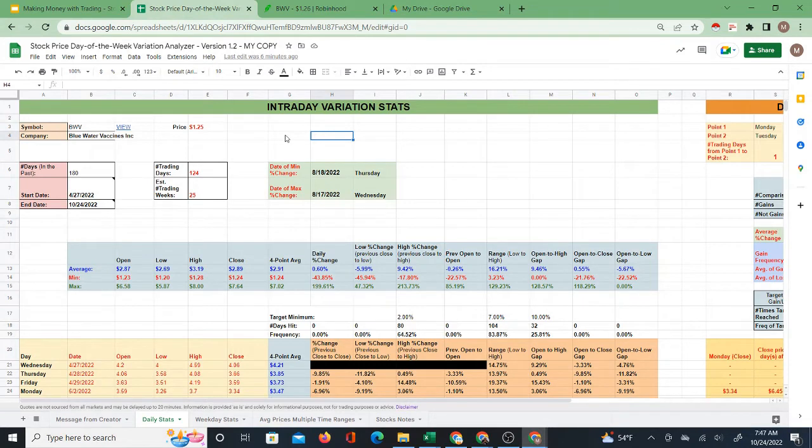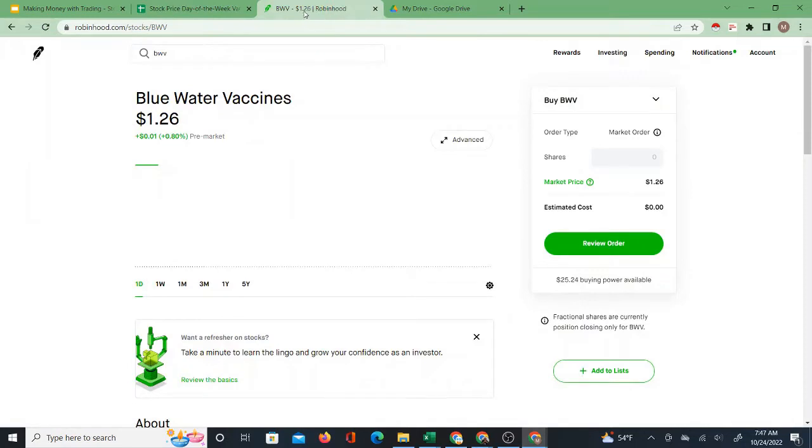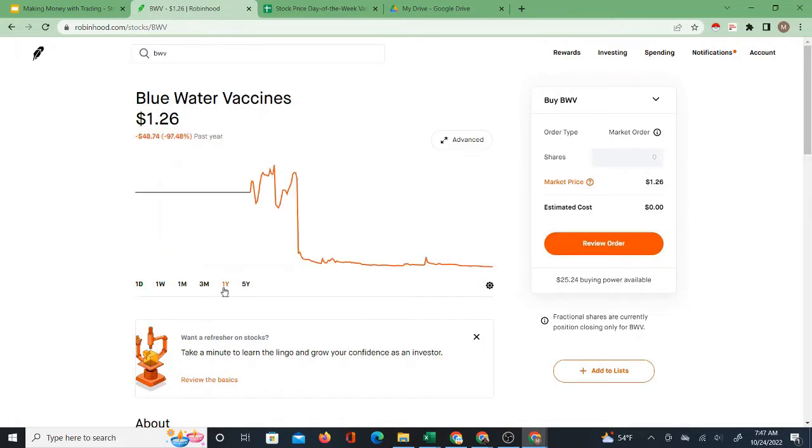Okay, now that I've got the concept out of the way, the Google sheet that I've created is really going to be crucial for this, because as a human being, let's take a look at this stock, for instance, BWV, and I've talked about it in another video. As a human being looking at, say, 1 year of data, I see that this is actually fairly new.